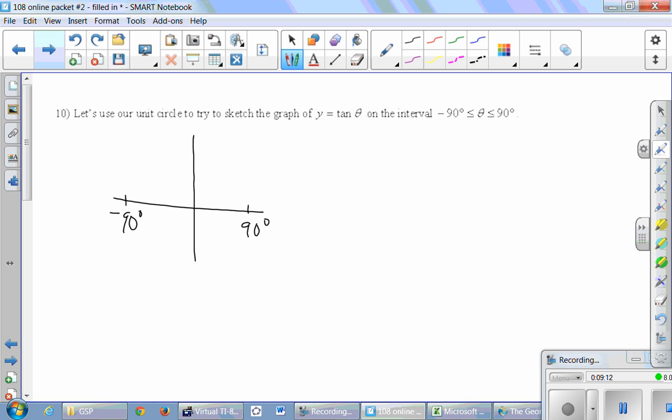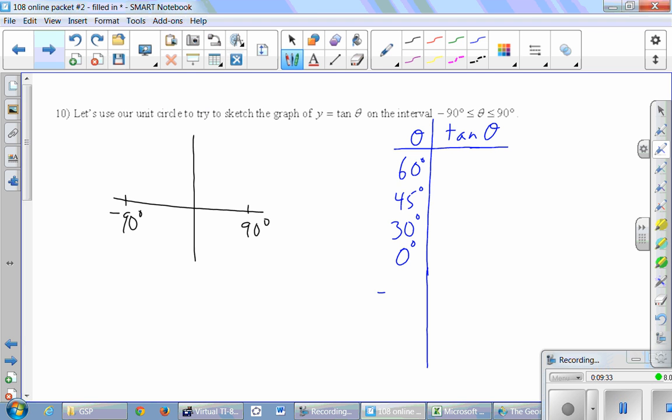And the first thing we're going to do is plot some points. So let's make a table here. So we're going to have theta, and then we're going to have tangent theta. And we'll plot a few points. How about we plot, let's start by plotting 60 degrees, and then 45, and then 30, and then 0 degrees, and then we'll do the negatives of these guys.